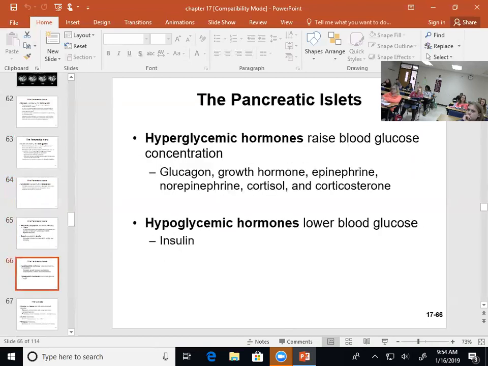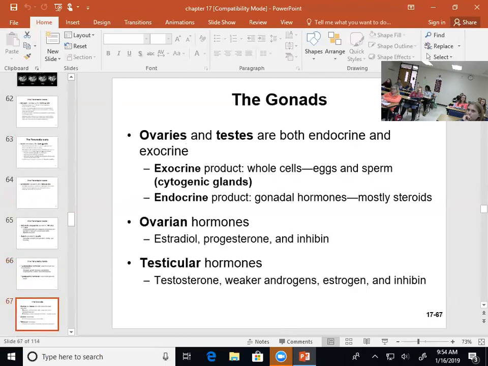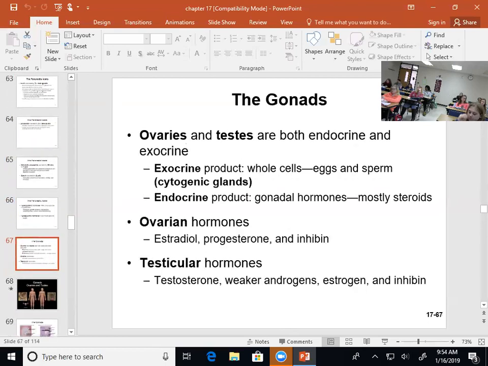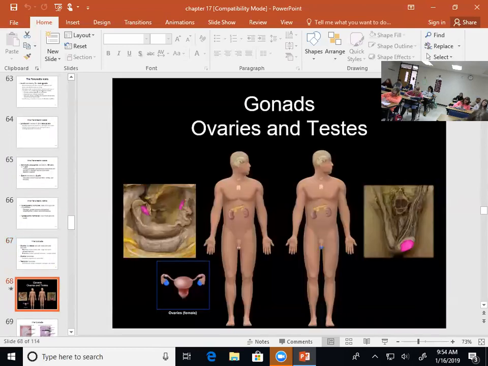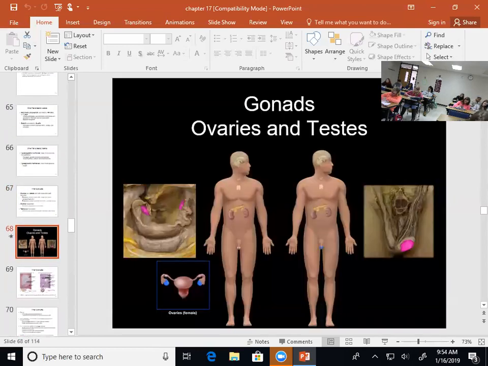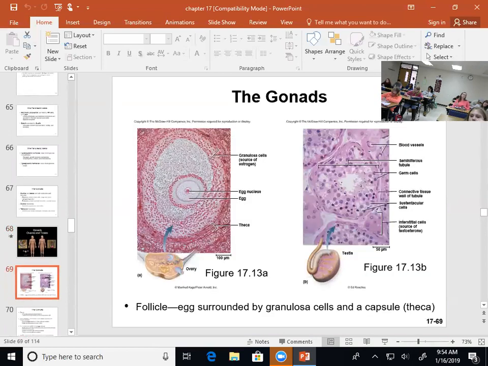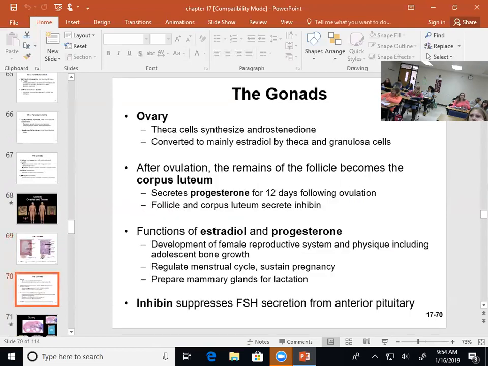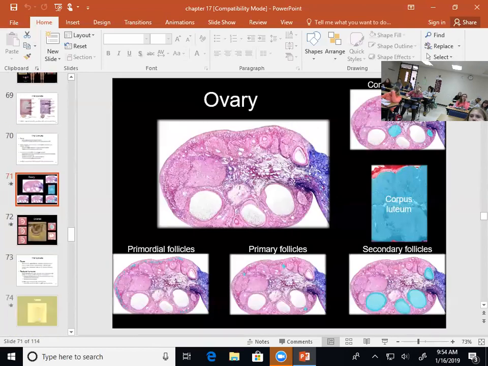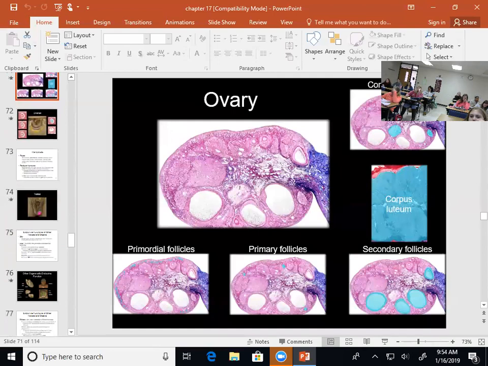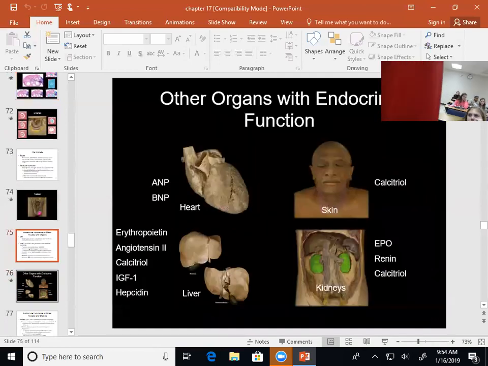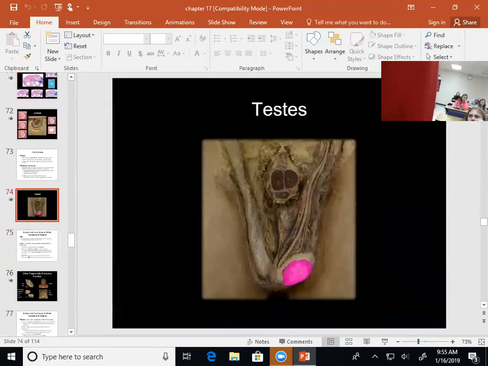Okay, so the gonads. We know the gonads are going to be our ovaries and the testes. Is that right? You can see all kinds of pictures here for ovaries and testes. Make sure you know where these gonads are. And what I'm going to want you to know, let's start with ovaries.